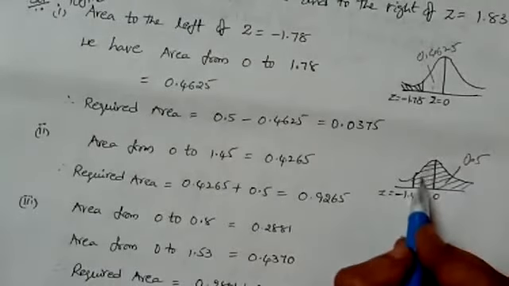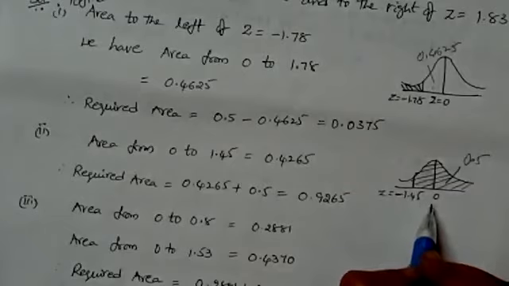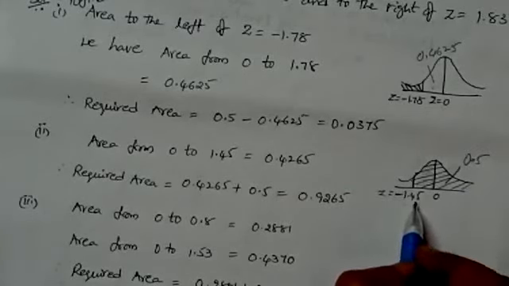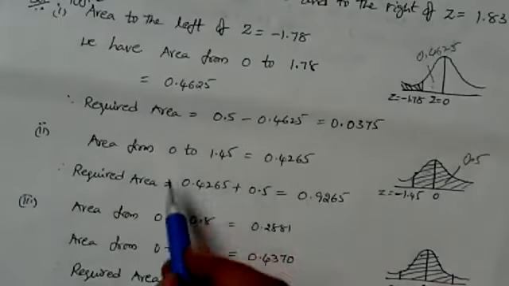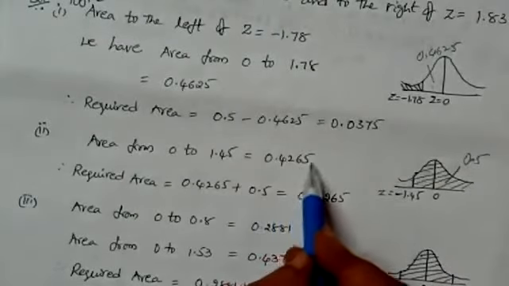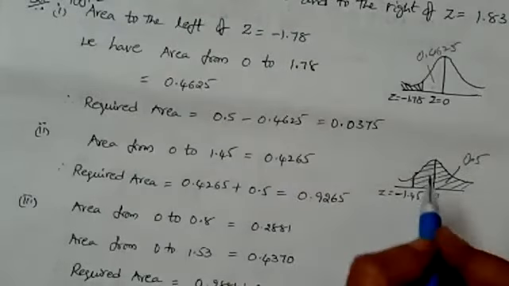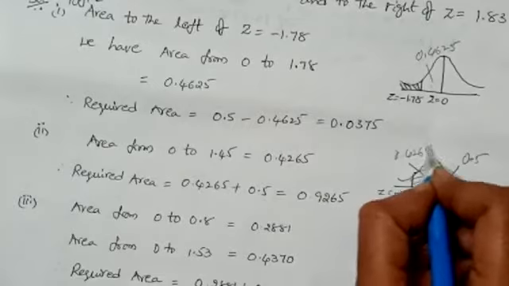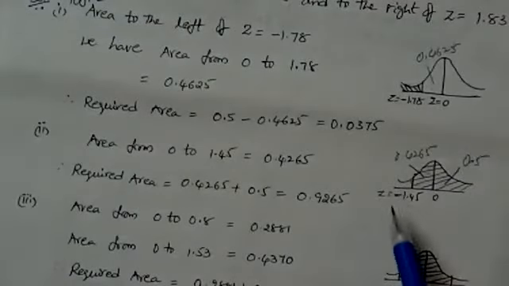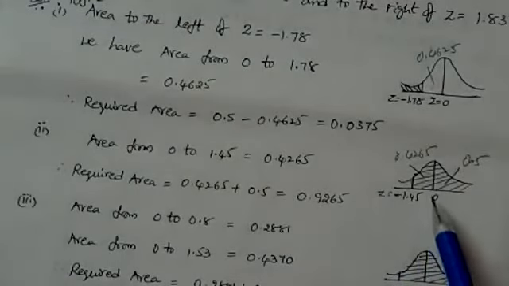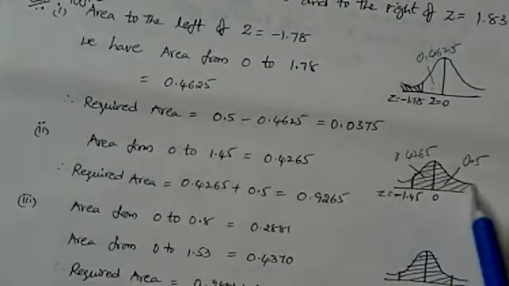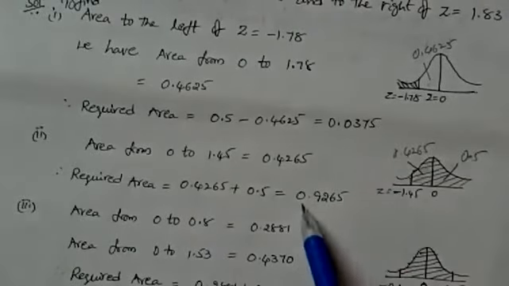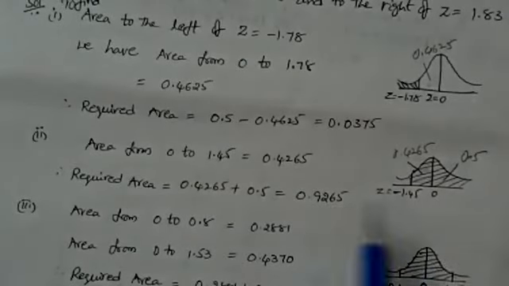So how can you get this shaded part? You have to check the z value by taking 1.45. So what is that value? 1.45, 0.4265. This is the area. This part is 0.4265. So I need the right side of z area, so this total I need. You have to add these two, and you will get 0.9265. This is the second one.